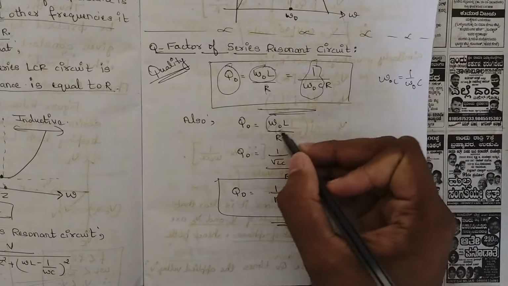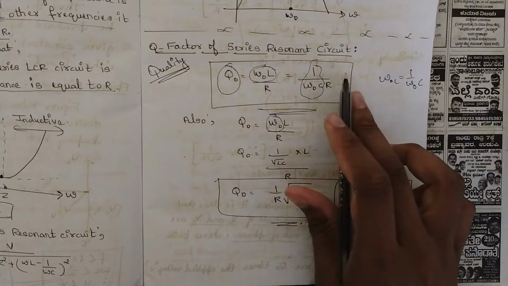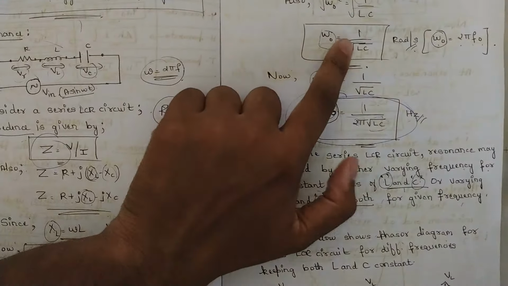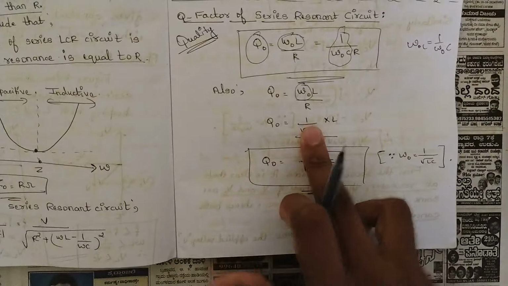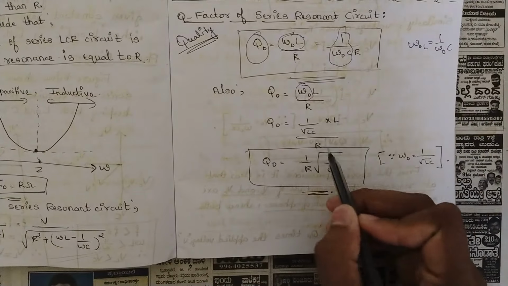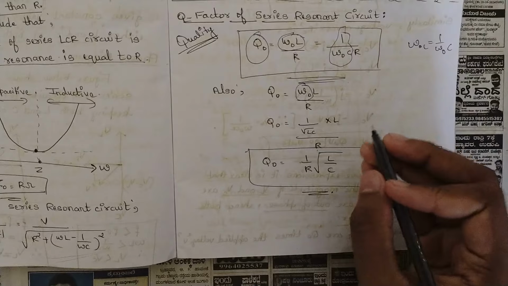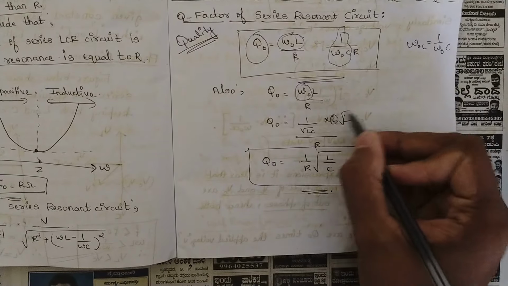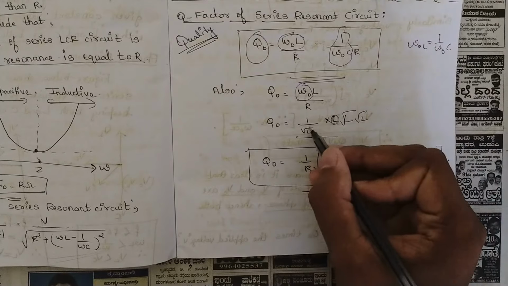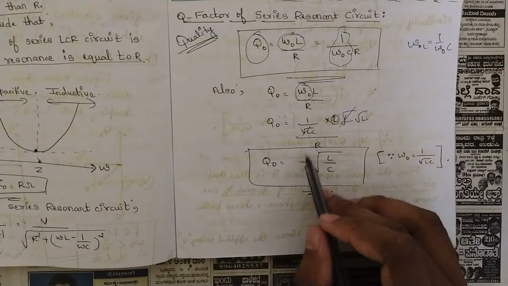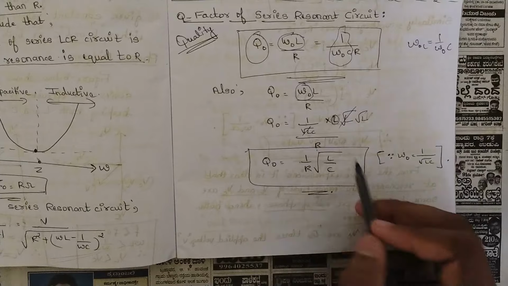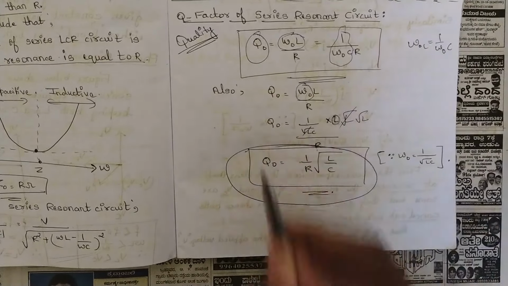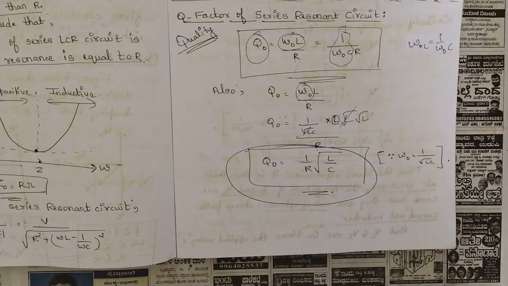So what is the value of omega naught in a series resonating circuit? We have got it as 1 by square root of LC. I substitute that here, divided by R. So 1 by R, and here we can write L as square root of L multiplied twice, so we can cancel one square root of L. We would be left with 1 by R into square root of L by C. This is the Q factor expression of a series resonating circuit.